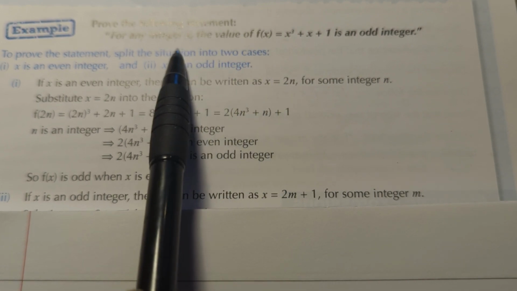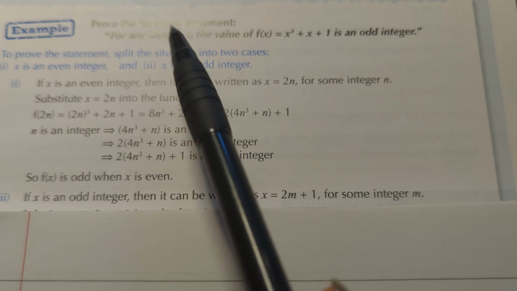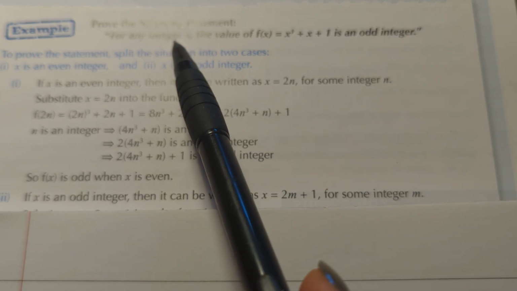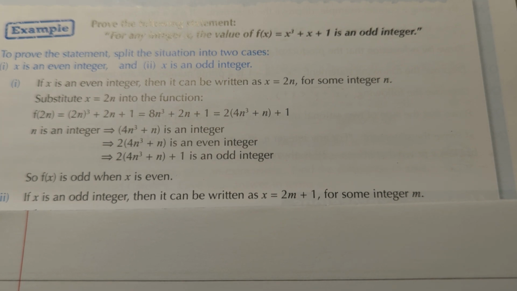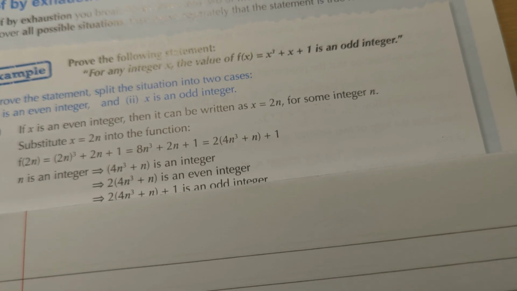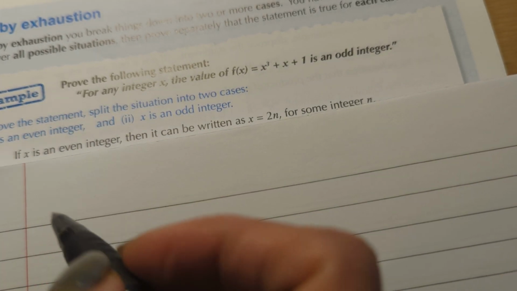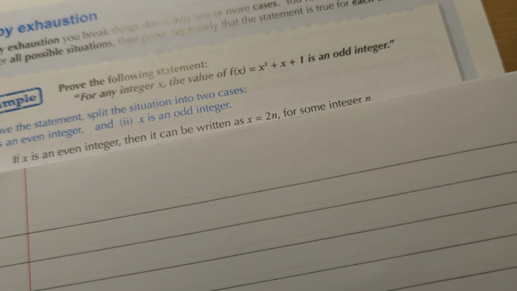Because they have given that x is an integer, you have to keep in mind that x is an integer. This is a hint for the solution, right? Then we have to prove that this f(x) is an odd integer. So how can we prove it? We will split this situation into two types.